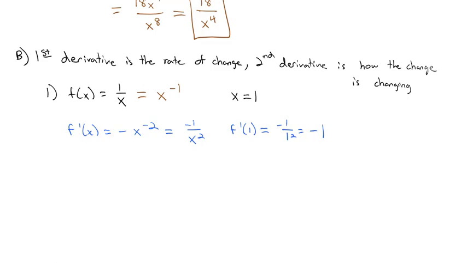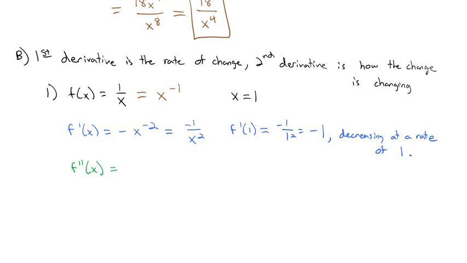So what this tells me is at the point x equals 1, the graph is decreasing at a rate of 1, 1 y per x. It is decreasing. But it's not going to stay decreasing at that same rate forever. That decreasing is going to change over time. So to see how that decrease is changing, is it decreasing at a faster rate, decreasing at a slower rate, what's happening, we're going to look at the second derivative.